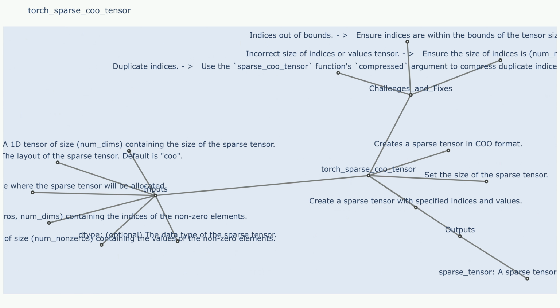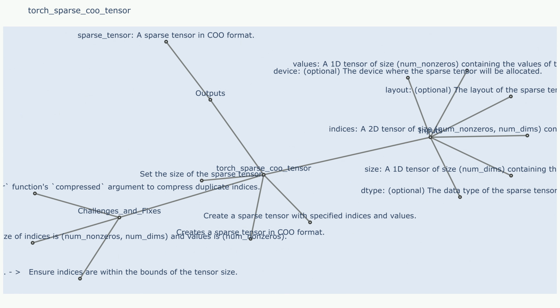Fixes: before constructing the sparse tensor, ensure that the indices tensor does not contain duplicate rows. If it does, you can remove the duplicates or adjust the values tensor accordingly.